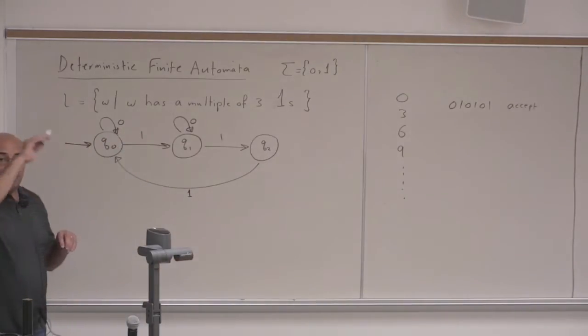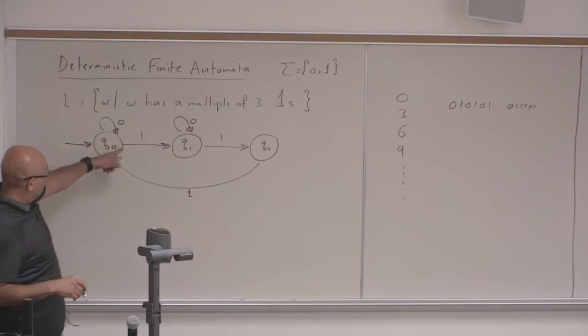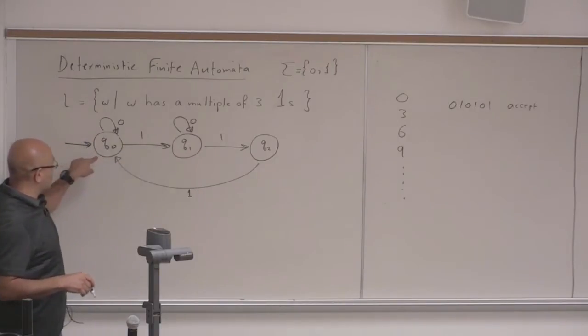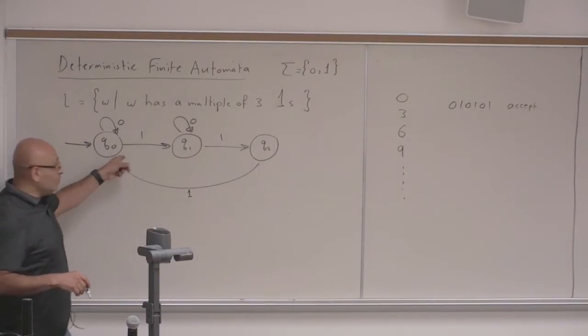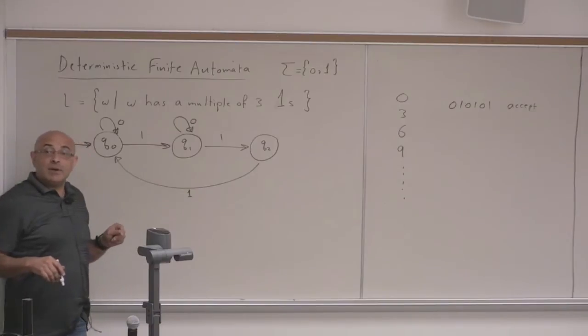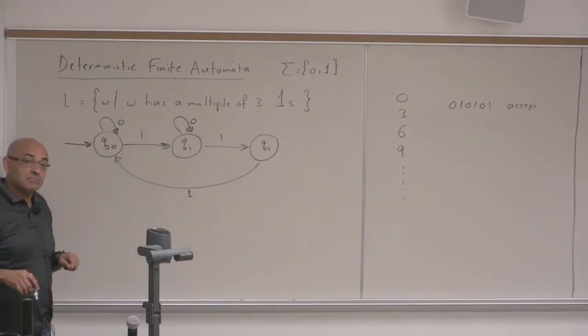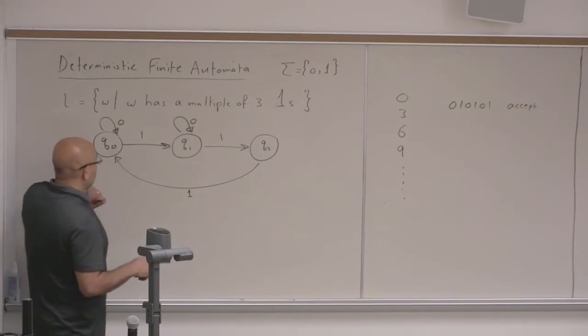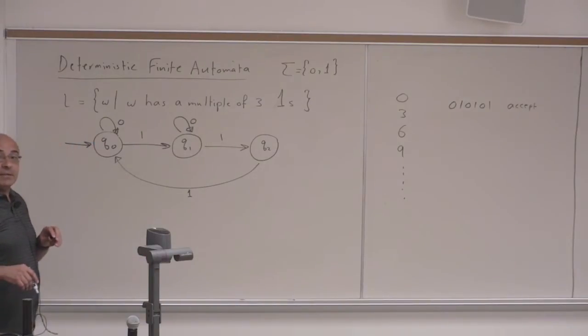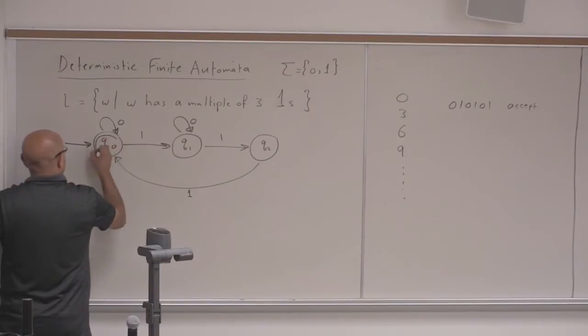But now we have a multiple of 3. So if you have 3 ones, you'll go back to Q0. If you have 6 ones, you will do this cycle twice. If you have 9 ones, you will traverse this cycle 3 times. Okay. So which state should be the accept state? Q0 is the accept state.